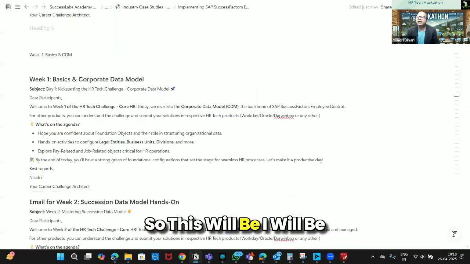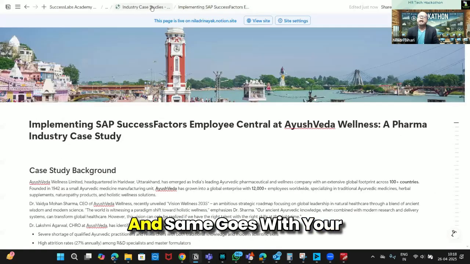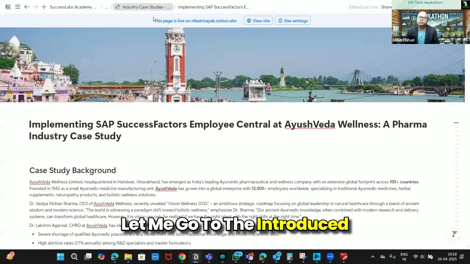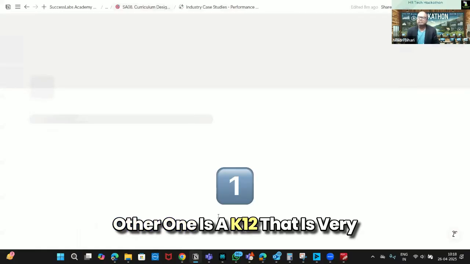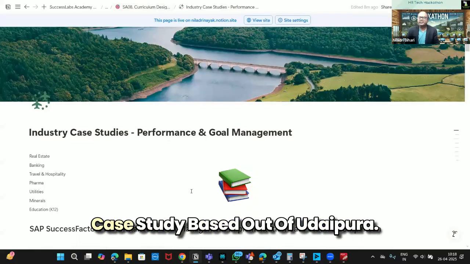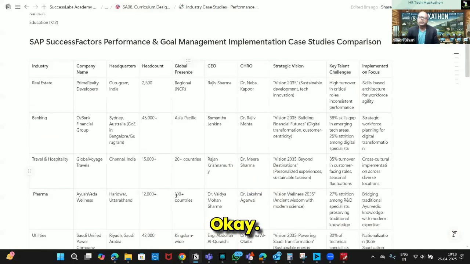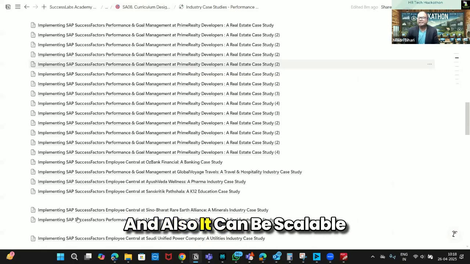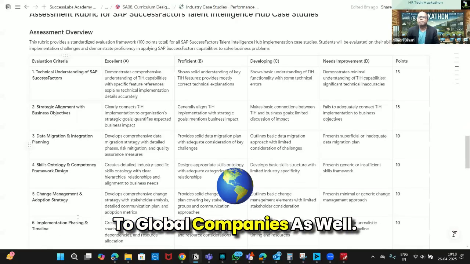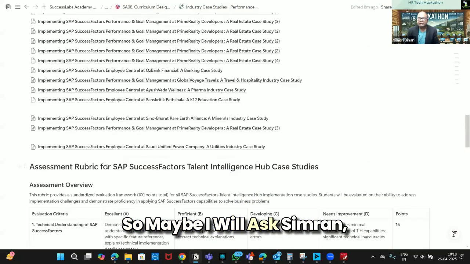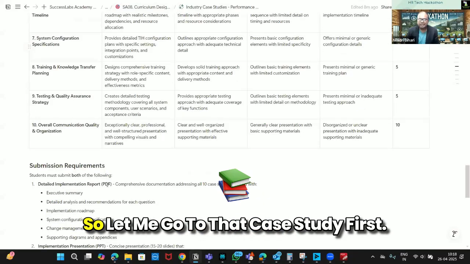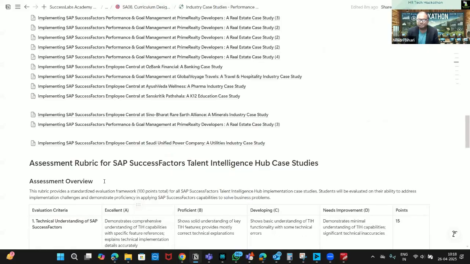I will be sharing this here with you, and the same goes for your other case studies. Let me introduce the other case studies as well. The other one is a K-12 case study. That is a very interesting, very unique case study based out of Udaipur. It can also be scalable to global companies. So maybe I will ask Simran to read it out. Let me go to that case study first.